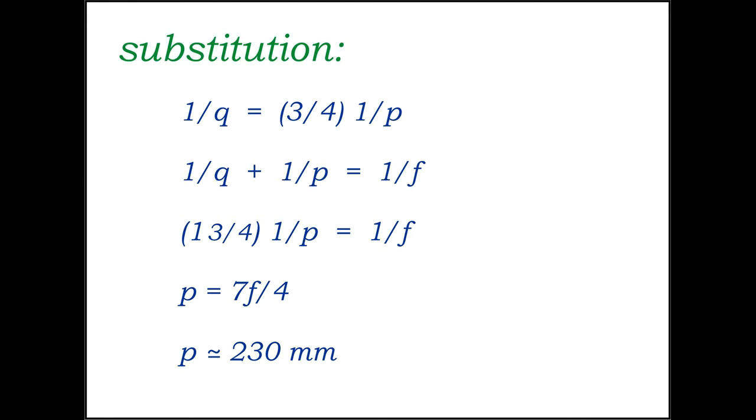Replacing 1/Q with 3/4 of 1/P in the thin lens formula, we get that the object distance is 7f divided by 4, which comes to about 230 millimeters for the measured focal length of 130 millimeters of the magnifier. This means that if I place my cell phone 230 millimeters in front of the magnifier, I should get an image that is 130% larger.